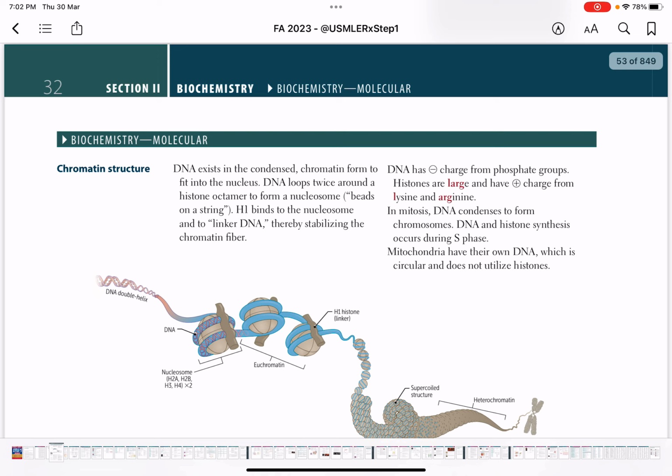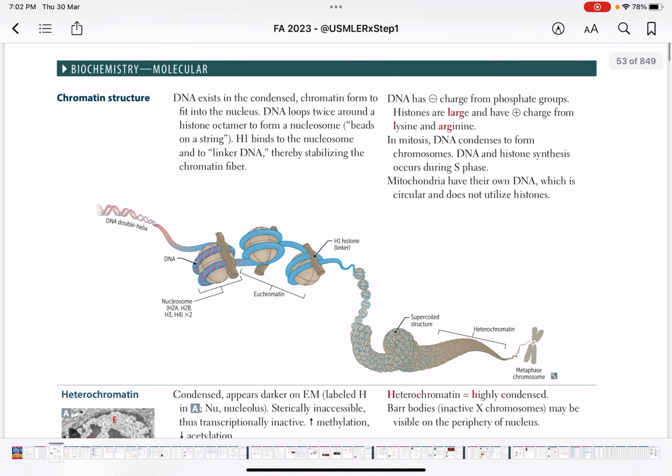DNA has negative charge from phosphate groups. Histones are large and have positive charge from lysine and arginine. In mitosis, DNA condenses to form chromosomes, and DNA and histone synthesis occurs during S phase. Mitochondria have their own DNA, which is circular and does not utilize histones. So the DNA structure is very simple.